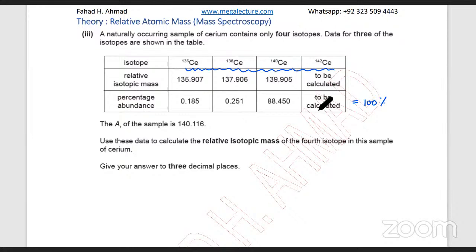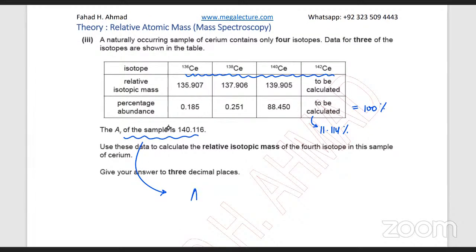So what is the percentage abundance of the last one? That one is 11.114%, right? So that's 11.114%, and so how do you? They've given you the Ar. The Ar is the average of all the isotopes. There's a simple formula for calculating the relative atomic mass, which is the average mass of an atom compared to 1/12 the mass of carbon-12. So it's the average mass of all the isotopes.